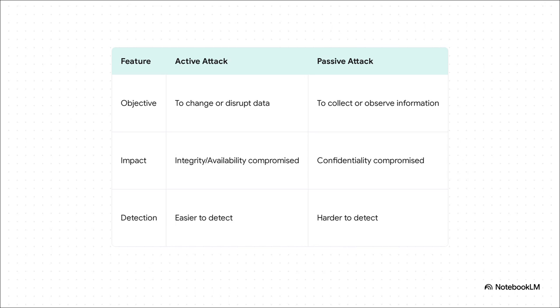An active attack, on the other hand, is much more direct. The goal here is to actually change or disrupt systems, which has a direct impact on data integrity or availability. Because they're so disruptive, they're often easier to spot, but yeah, the damage can be immediate and pretty severe.